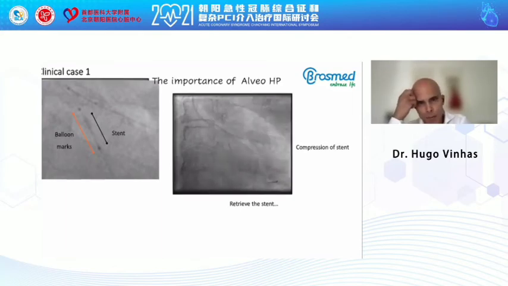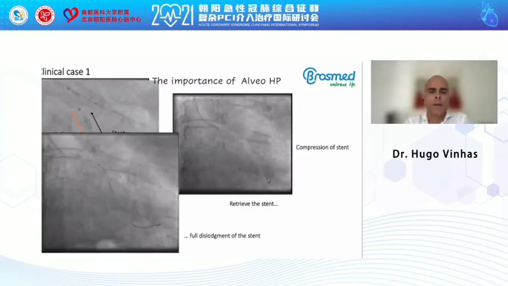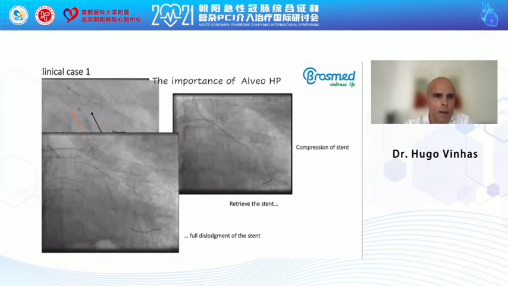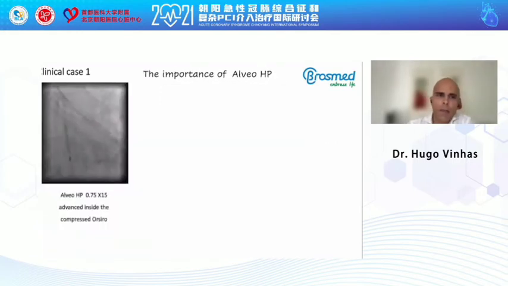After trying to advance, because we have the wire in position, I never retrieved the wire. After trying to advance a 1.0 balloon inside the osteotomy, it didn't cross the compressed osteotomy. So I tried Alveo HP 0.75, and it advanced inside the compressed osteotomy, allowing for an inflation in the distal part of the osteotomy and the entire osteotomy compressed stent.